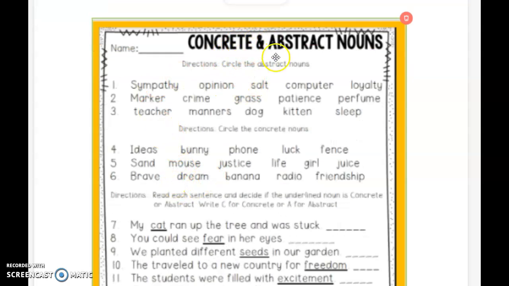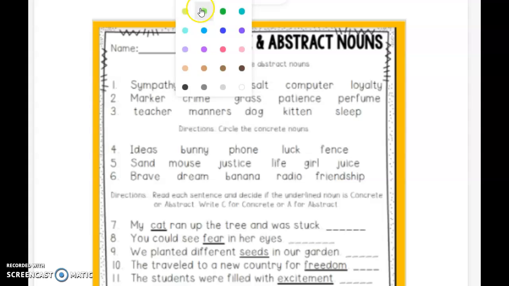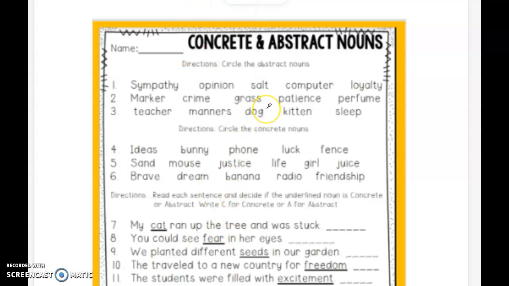Number one, the directions is to circle the abstract nouns. We're going to use our highlighting tool, choose green, and we're going to highlight the abstract nouns, words that are not people, places, that are not things you can touch, taste, feel, or look at. So we'll go through each word and then highlight the ones that are abstract nouns.